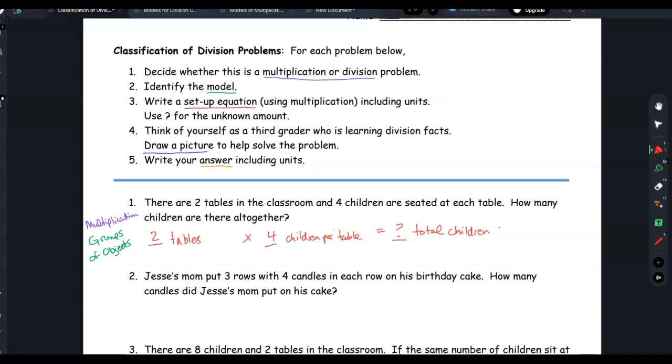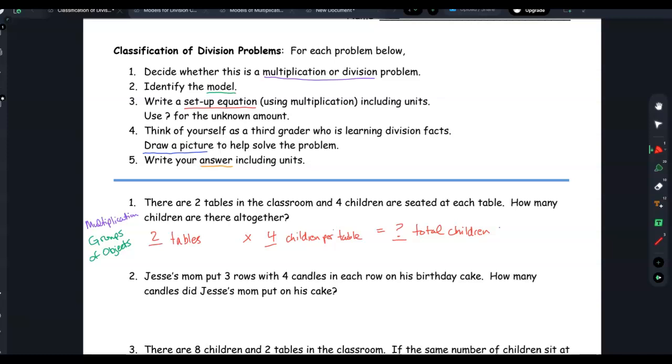Taking a look at number 2, it says Jesse's mom put 3 rows with 4 candles in each row on his birthday cake. How many candles did Jesse's mom put on his cake? So this one, we could probably think of this as groups of objects, but I think it's more plainly an area of an array problem, since we are talking about rows and objects in each row. So I would probably use that.